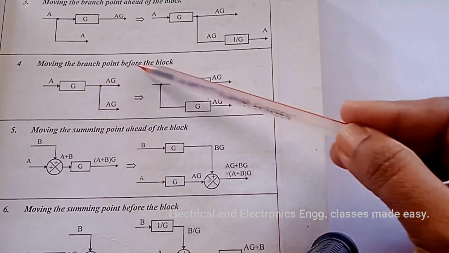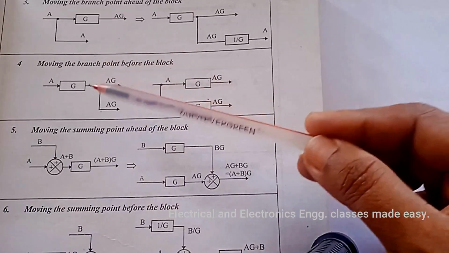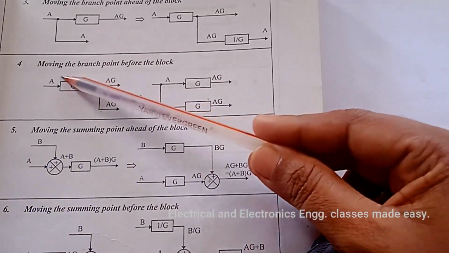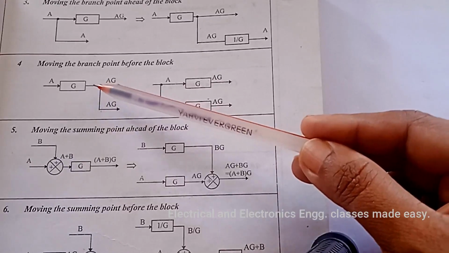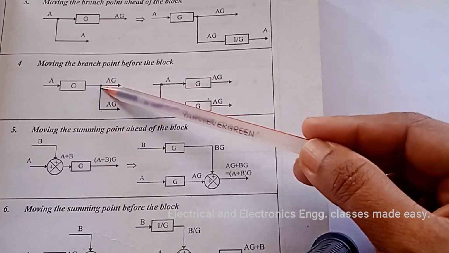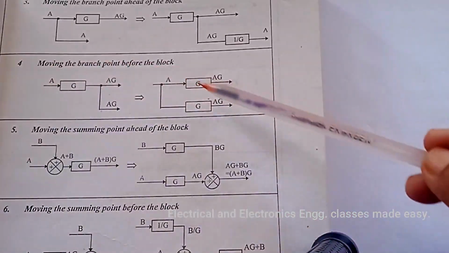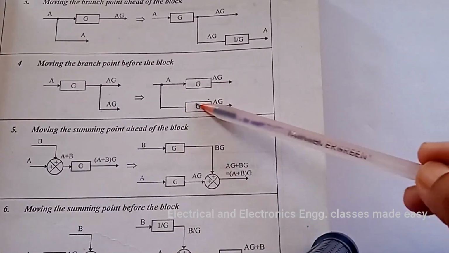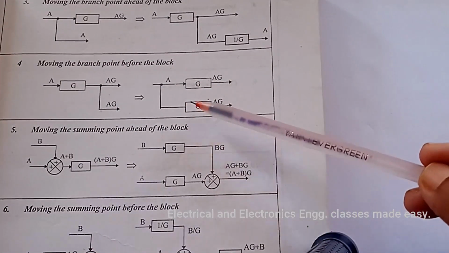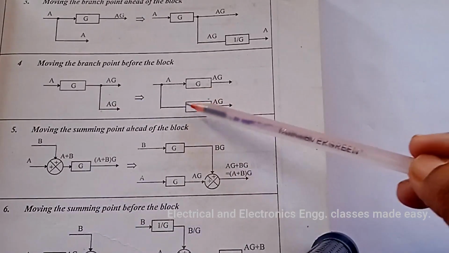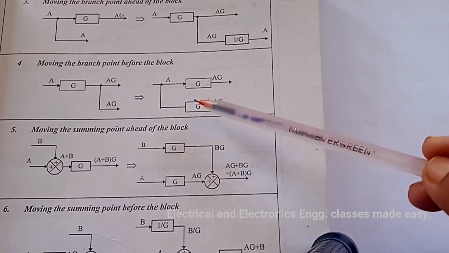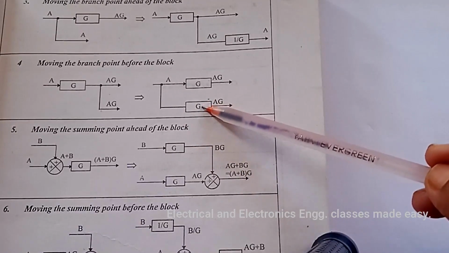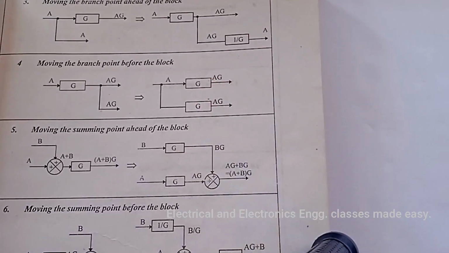Fourth one, moving the branch point before the block. Suppose this is the branch point, then we have to change this branch point to this side. Then an additional block should be added there, whose transfer function is g.